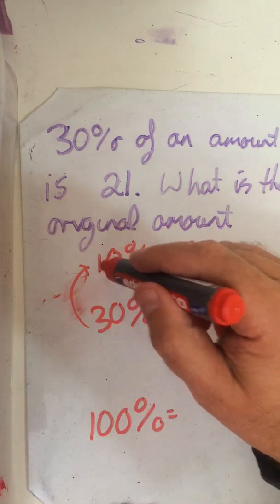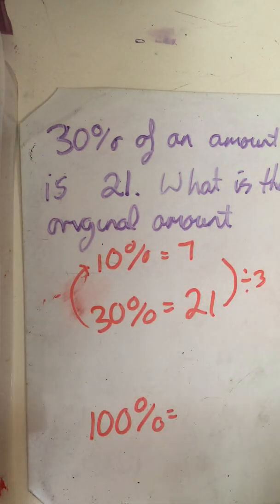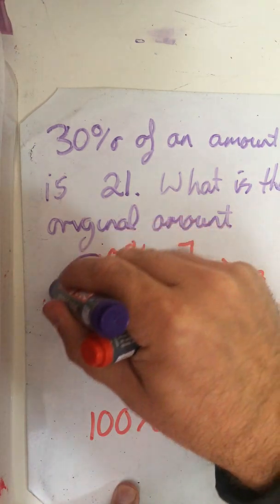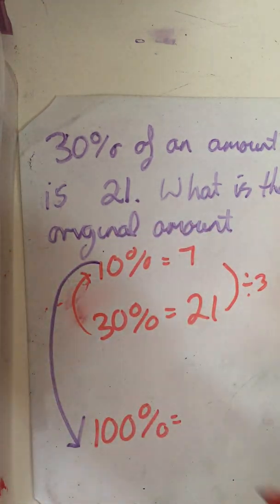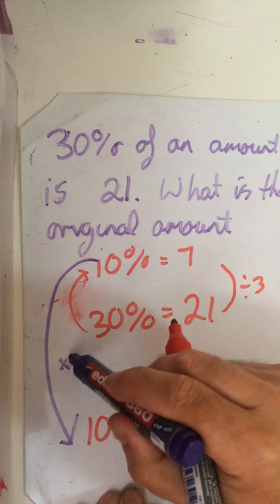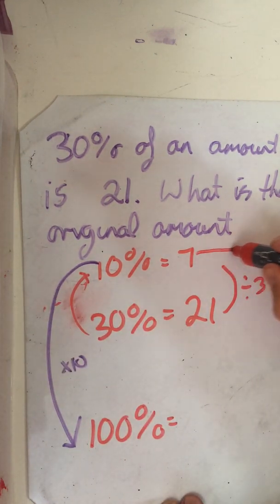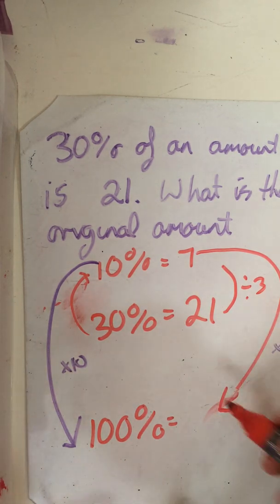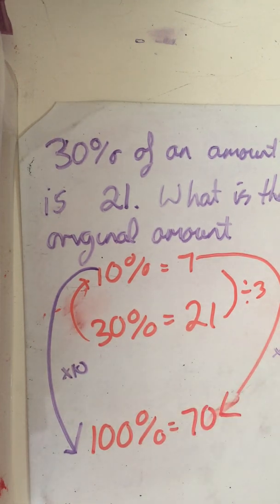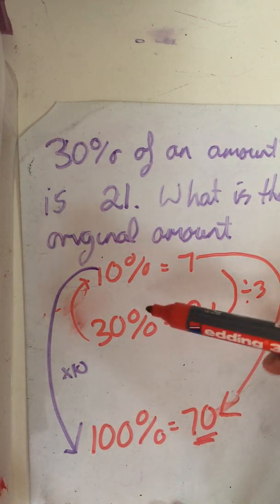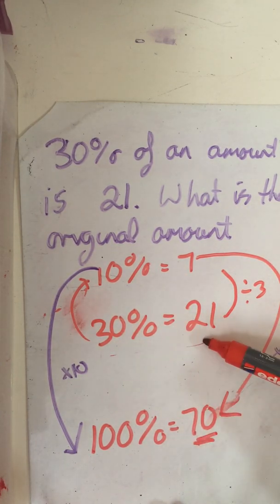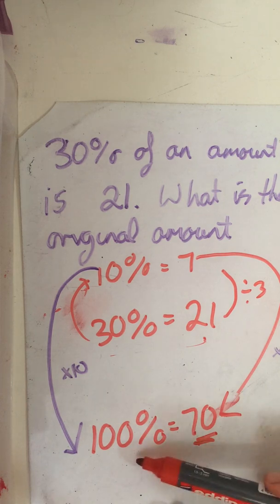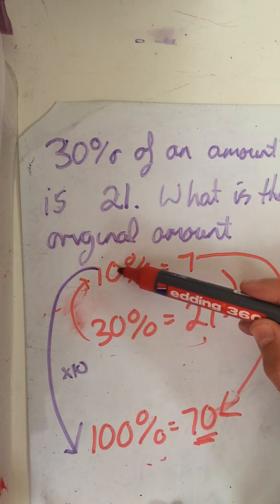So now I know the 10%. I'm going to go in the different direction now, to get from that 10% to the 100%. I'm timesing by 10, aren't I? So I have to do the same to the 7. I also have to times by 10. So my original amount is 70. It's given me 30%, so I need to find the whole amount, which is 100%, so I find 10% first.